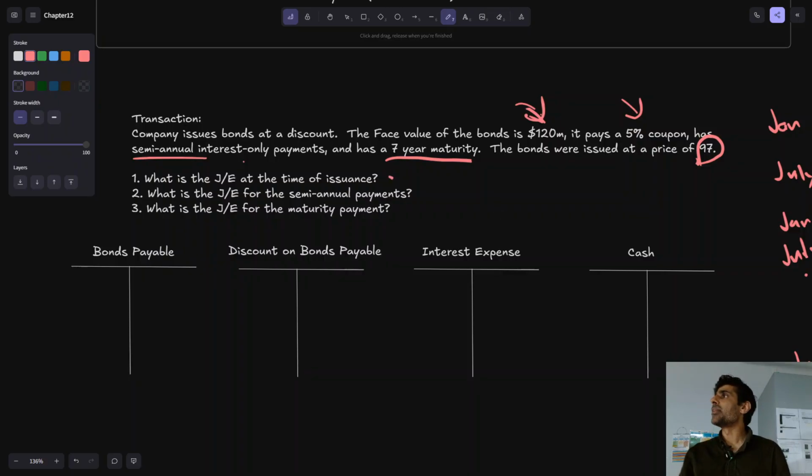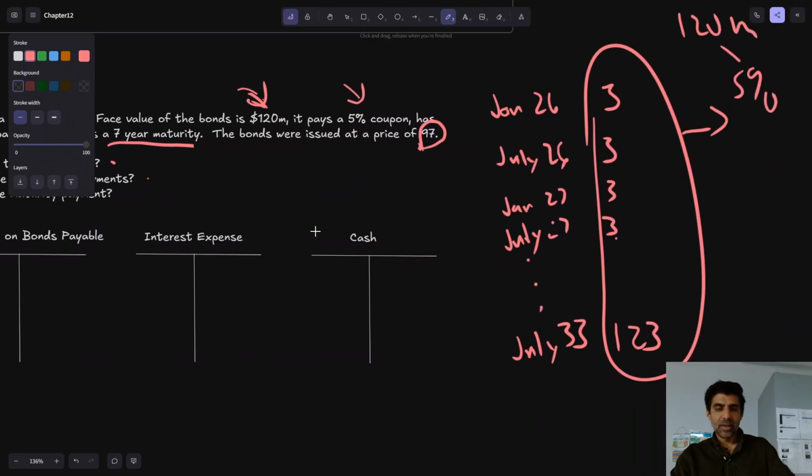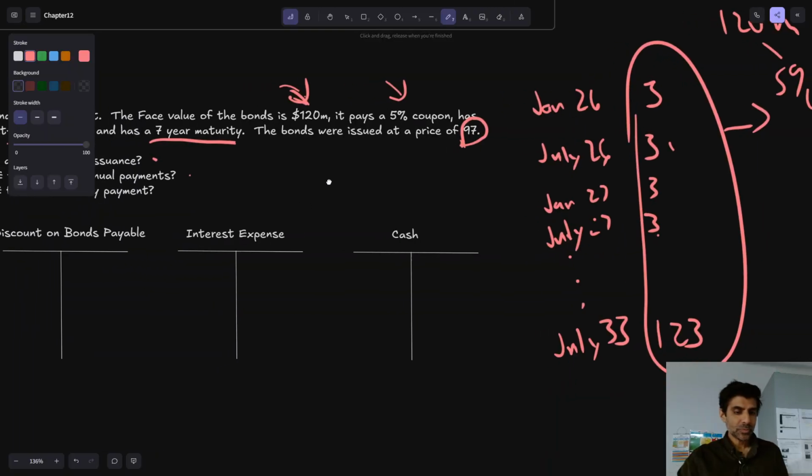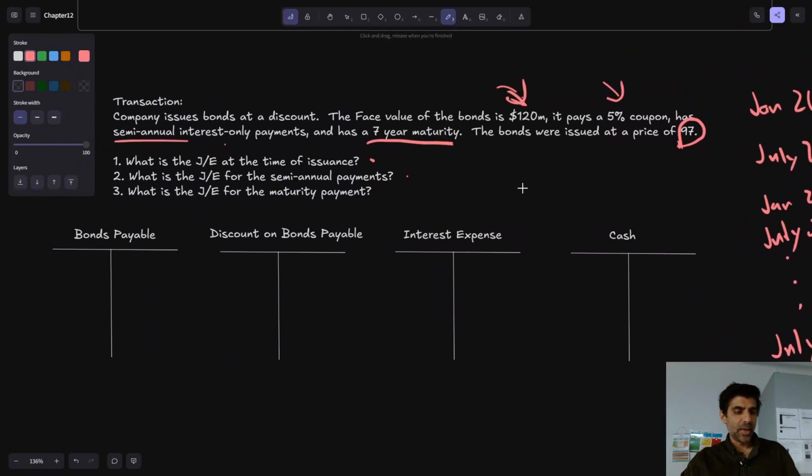So what does that mean in terms of how much cash the company is receiving? Second topic would be the semi-annual payment. It's going to be the same for every payment, because again, it's just paying this semi-annual coupon every time. And then the last one is the maturity.